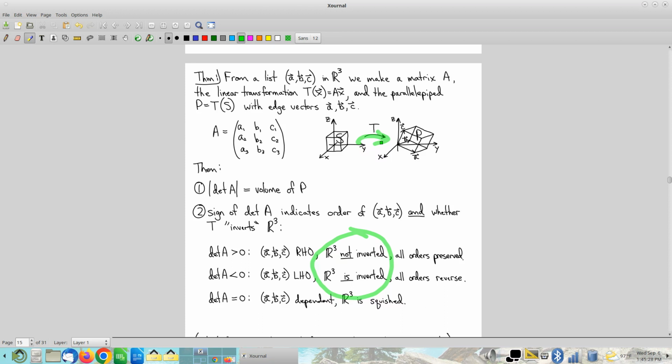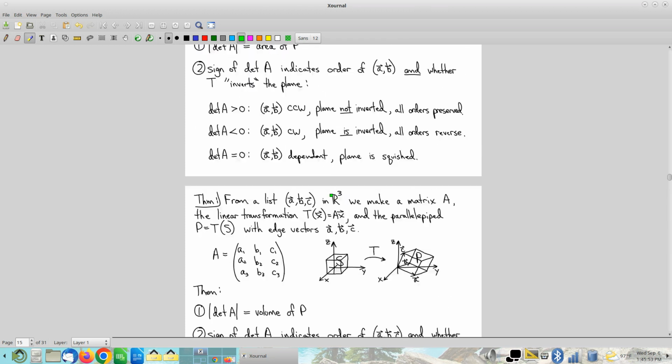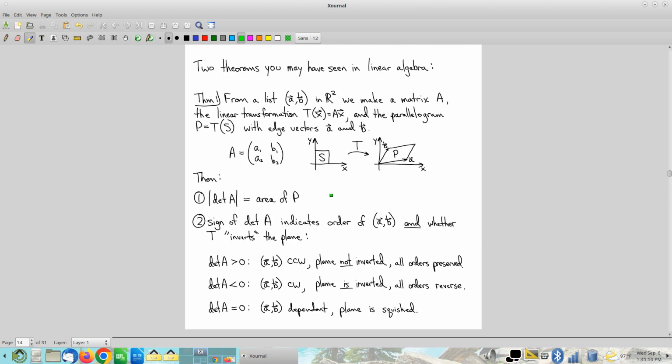And so, again, you can view determinant's sign as a statement about the list of vectors. You can also view it, and arguably more importantly, you can view it as a statement about whether the transformation has an inversion, a mirror imaging somewhere in it. Okay, all right, you buy it? Does it seem reasonable? Do y'all see the analogy between this 3-dimensional theorem and this 2-dimensional theorem? Again, really, really similar. Totally analogous.